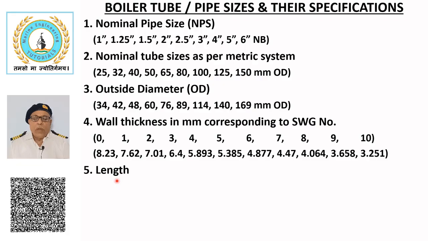Length. Boiler tubes are typically available in a standard length of 20 feet, that is 6.1 meters, although manufacturers can supply custom lengths to suit specific boiler design.